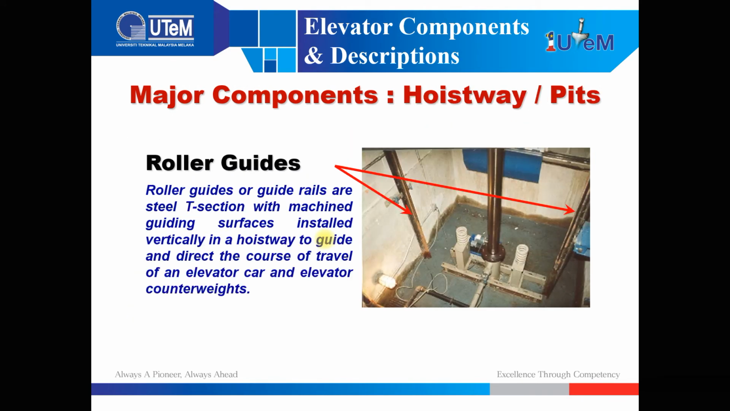Okay, now we look at the components in the hoistway. Okay, for the hoistway there is the roller guide. Okay, this roller guide is made of steel T-section with machined guiding surfaces installed vertically in a hoistway to guide. Okay, the main purpose is to guide and direct the course of travel of an elevator cab. It prepares the guide rail for the elevator to travel from one floor to another floor.